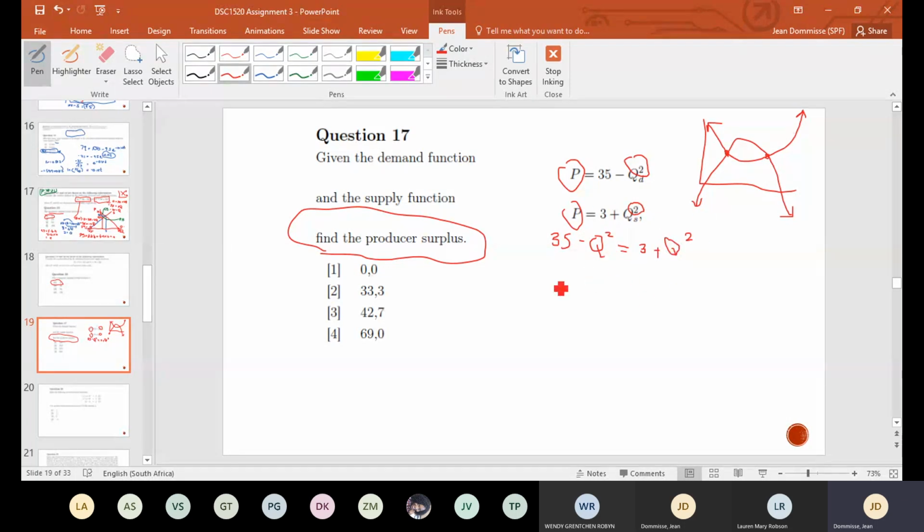Okay, so let me take all the q's to this side. I'm going to make the whole formula positive on this side. So when I move it to that side, you get 2q to the power of 2. When I move the 35 to this side, it becomes negative. Negative 35 plus 3 gives me negative 32. What I would have done is get rid of the 2, so then you get q squared minus 16.